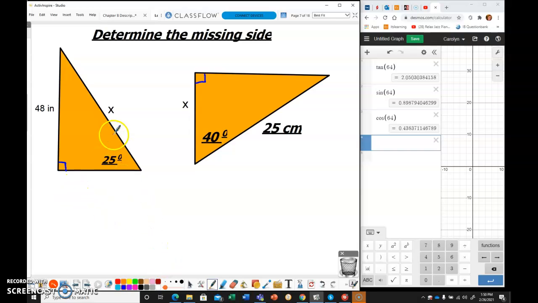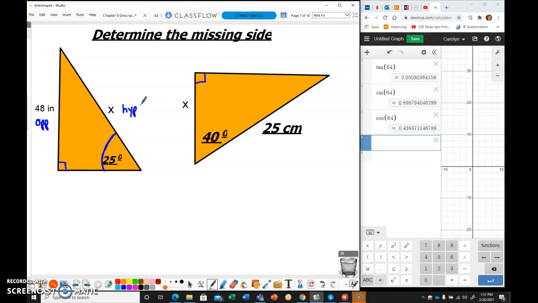The other thing you want to do is figure out which angle you're referencing. Sometimes we're given the angle measure, and sometimes that's actually what we're looking for. In this case, we're given the angle measure. And we have 48 as one of our sides, and we have x as our hypotenuse. So looking at this angle measure, 48 is actually going to be the opposite side to the 25 degrees, and x is the hypotenuse.